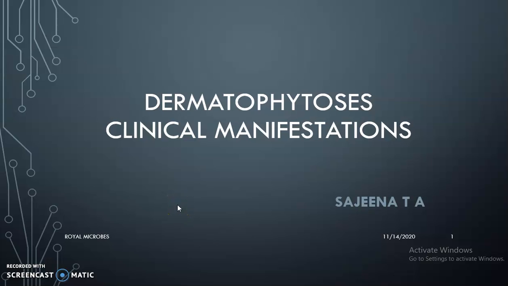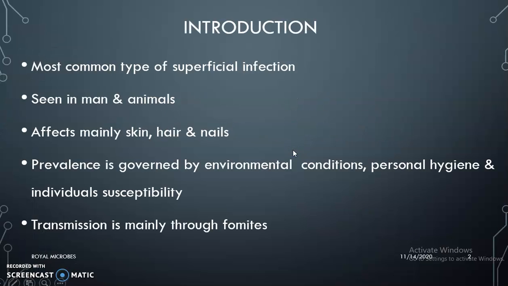Hi friends, welcome back. Today we can see another type of superficial infection, that is dermatophytosis. Dermatophytosis is the most common type of superficial infection caused by fungus seen in man and animals. It mainly affects three sites: skin, hair and nails.